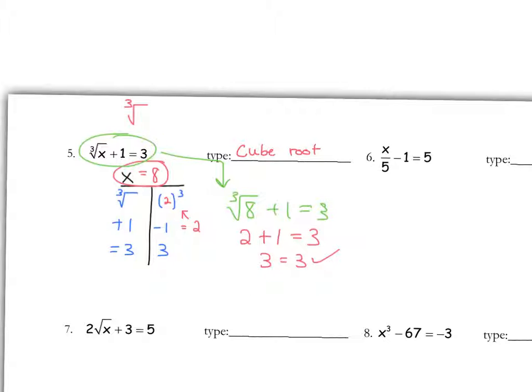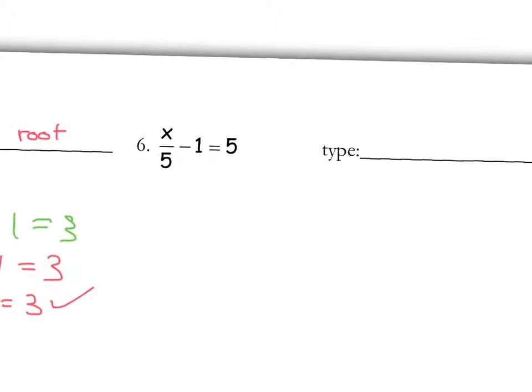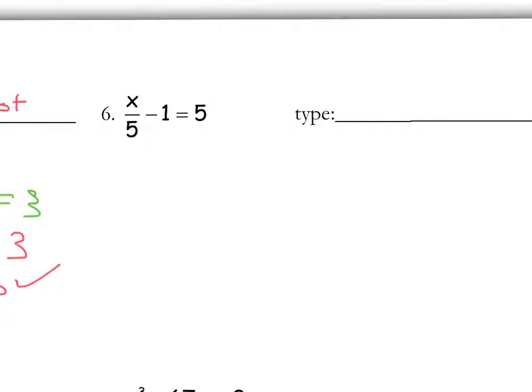I love number 6. This one always throws people off, but I'm promising you it's really not that bad. So let's look at that. It's the fraction that throws people off. This is actually linear. It's linear because x is just by itself. Okay, there is no squared, there is no cube root, it's just a plain old x, so it is linear.